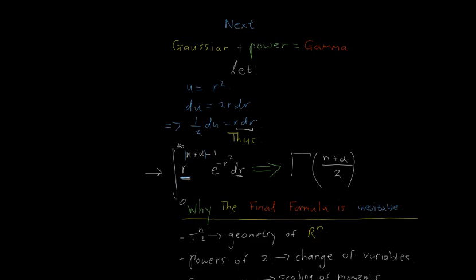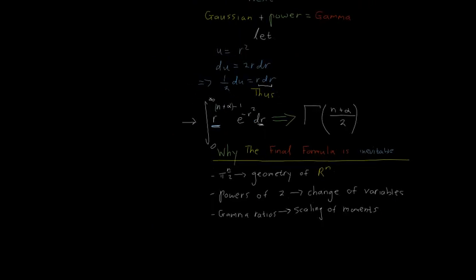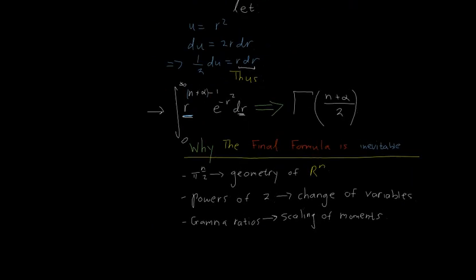Because remember that gamma of n is equal to the integral from 0 to infinity of x to the n minus 1 times e to the negative x dx. It's a nice one. So this would imply that our gamma has to be a function of n plus alpha all over 2. So I hope that is sinking in. I really hope it does.